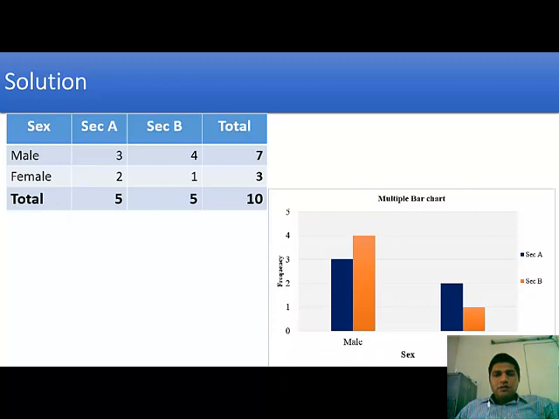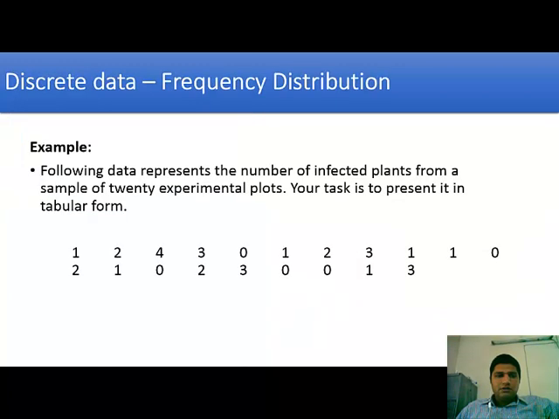So what is the suitable graph for this kind of data? Well, remember, if there are two variables, both qualitative, the suitable graph is the multiple bar chart, where you put the categories, male and female, on the x-axis and the frequencies on the y-axis, and the second variable is shown in a different color bar, like blue for section A and orange for section B. You can also put the sections on the x-axis, and male and female can be shown with the different bars. This is your choice, how you want to present your data. Both are correct methods.